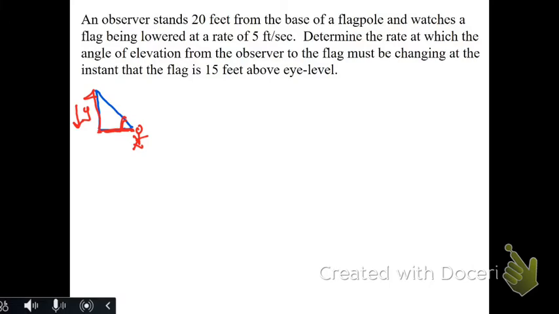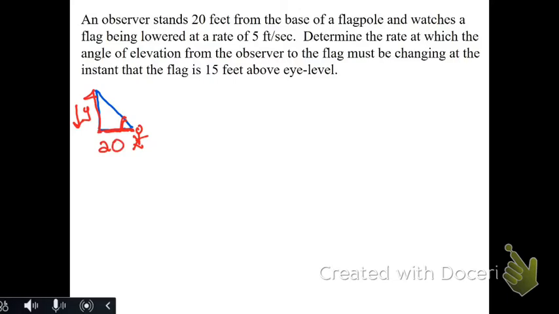Okay, let's see. The observer stands 20 feet from the base of the flagpole and watches the flag being lowered. So my question is, is the observer walking? Nope. So that 20 is a constant.